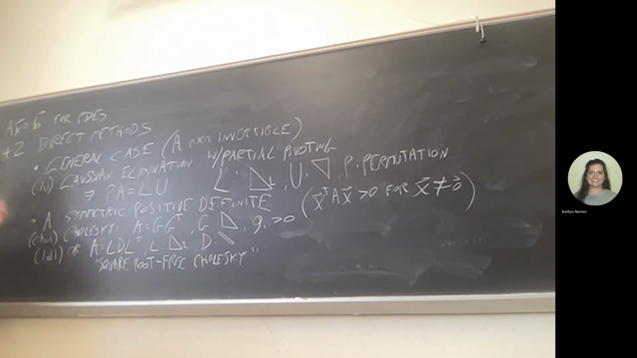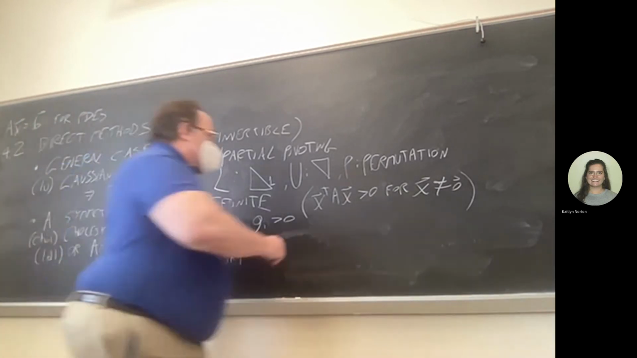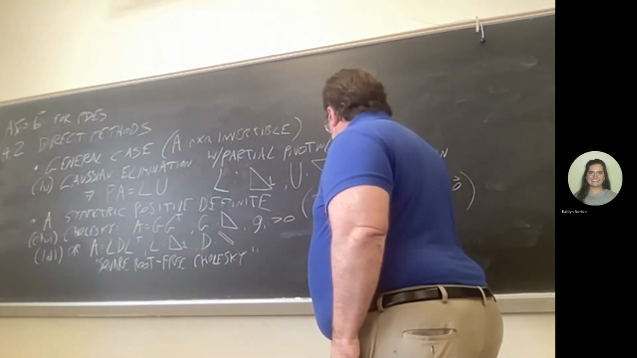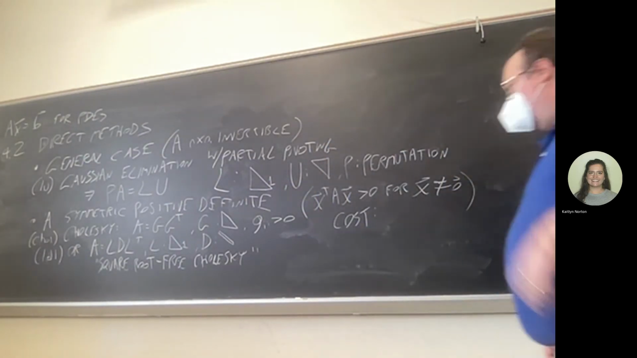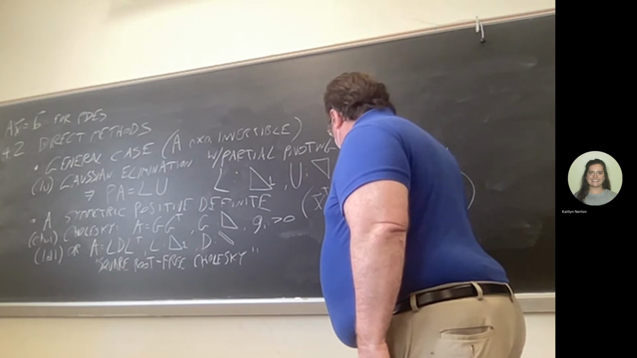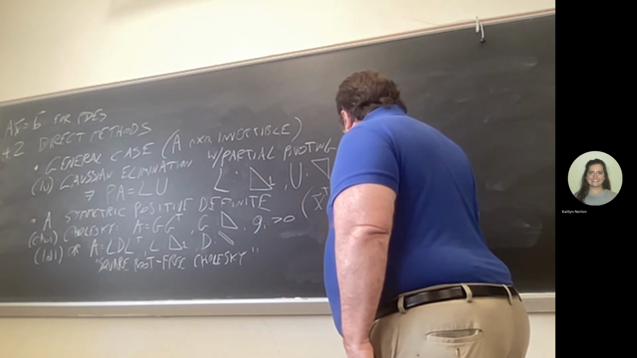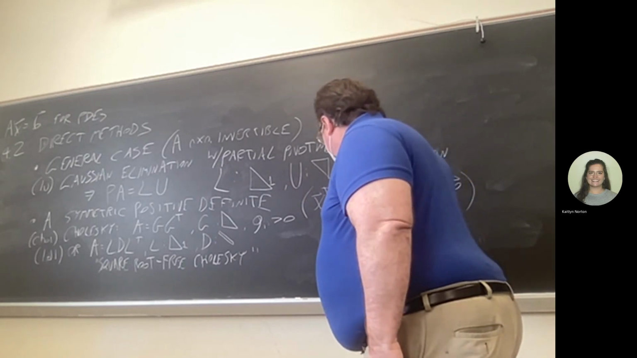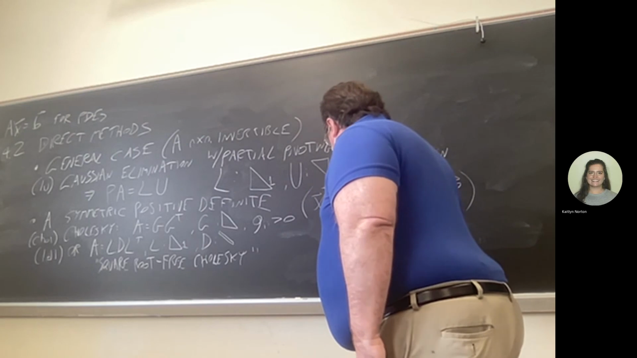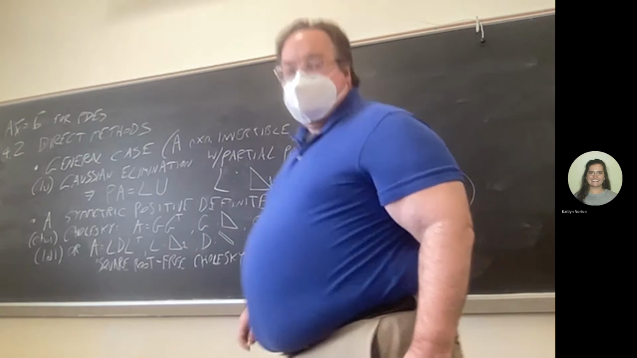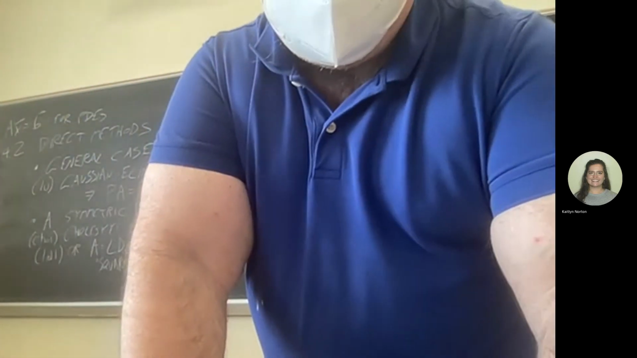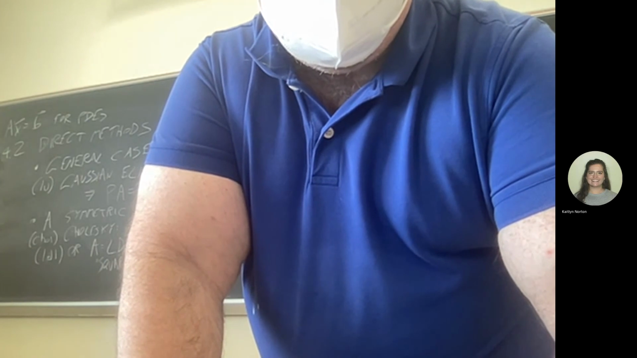The other thing I wanted to make sure I point out is the cost of these factorizations in terms of how many floating point operations. LU is roughly 2/3 n cubed, whereas Cholesky or LDL is about half that. So that's another reason why you want to use those methods in the symmetric case.